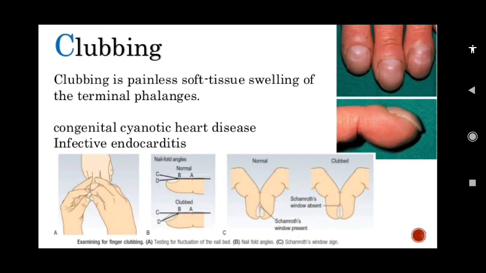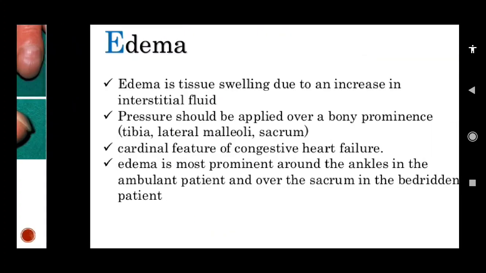Okay. And clubbing is a painless soft tissue swelling of the terminal phalanges. You can see in the picture it is a soft tissue swelling of the terminal phalanges. So congenital cyanotic heart disease and infective endocarditis are the cardiac causes of clubbing. There are many other causes, but we are talking only about the CVS.